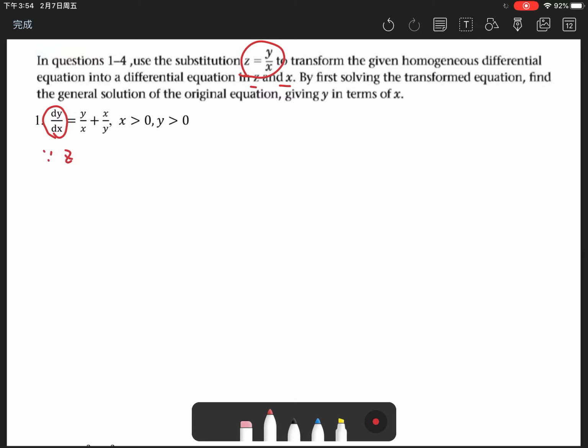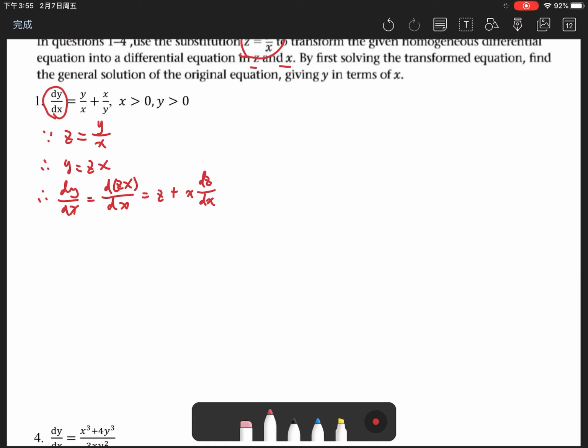We should write the subject to be y. So z equals y over x, so y equals z times x. So dy by dx equals d(zx) by dx, which is z plus x times dz by dx. Now we can replace dy by dx.